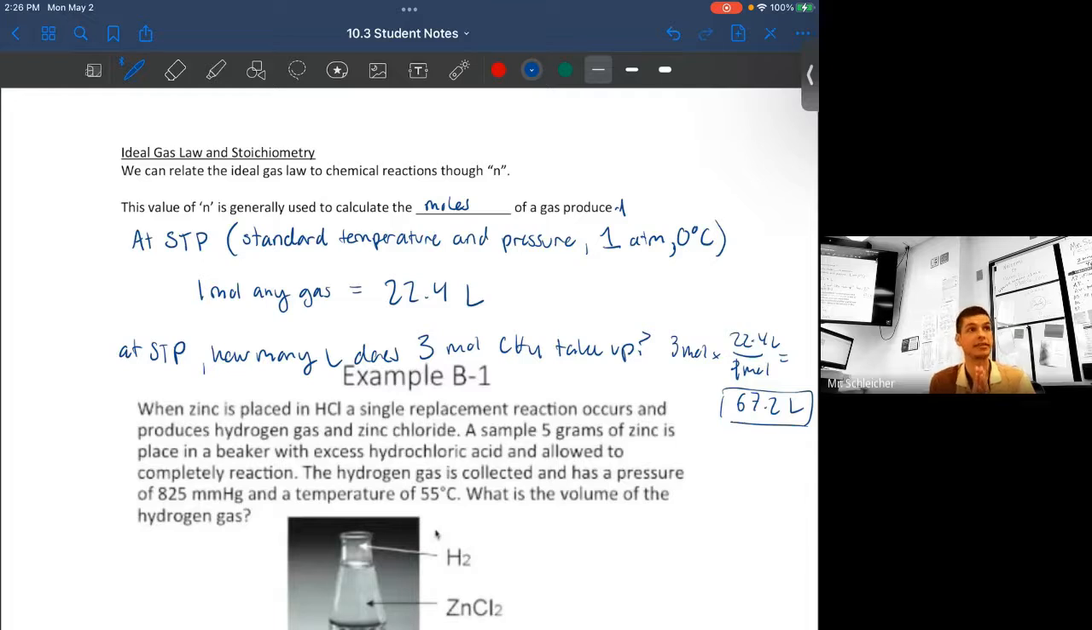Now, let's say you forget this number. You're like, oh, I didn't know 1 mole is equal to 22.4 liters. As long as you remember that standard temperature and pressure is 0 degrees Celsius and 1 atmosphere, then you should be able to plug this into your ideal gas law equation and still get it, okay? It's just a lot of work for such a simple relationship.